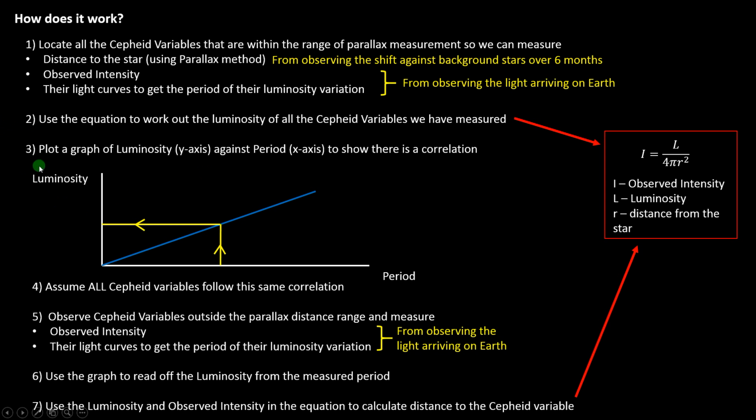So in particular, this middle section here, that you observe the nearby Cepheid variables, plot the graph, and that lets you read off the luminosity for any Cepheid variable, if you make the assumption that they all follow the same correlation. You may want to watch the last section back again and just make sure you're happy with all the steps, because there is a lot of stuff in there, but hopefully that helps you understand how Cepheid variable distance measurement works a little bit better.